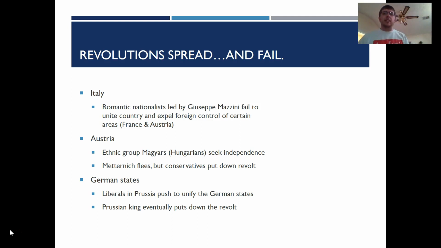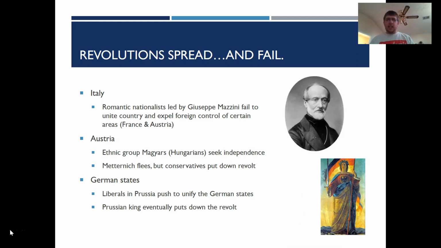So that's kind of the story here in Italy, Austria, and the German states in Central Europe: romantic nationalists and liberals trying to upset the apple cart and unite countries, perhaps declare independence. We talk about nationalism, how it can be a different process, but most in Central Europe certainly fail. So there's Mazzini, and there is a German lady.